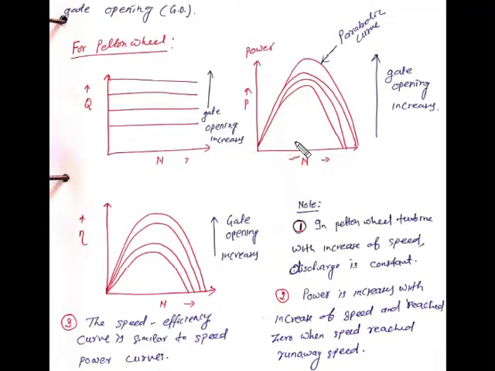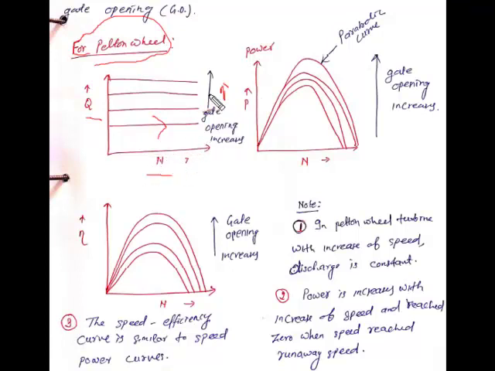Now we discuss the main characteristics, and we have taken first the Pelton wheel turbine. Here we have drawn the curve between discharge and speed. This is the direction of gate opening. In this curve we can see that at a certain gate opening, discharge will be constant at all speeds.